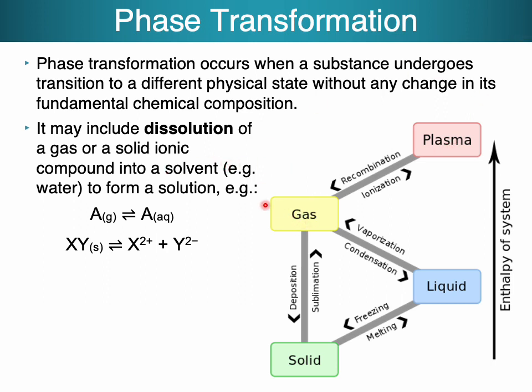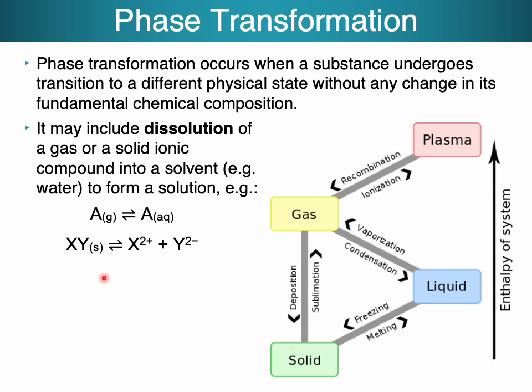In relation to the aqueous phase equilibrium that we just talked about, phase transformation actually also includes the dissolution of a gas or a solid ionic compound into a solvent, such as water, to form a solution. So dissolution itself is also a form of phase transformation. We've already given you some examples. If a gas A dissolves into water to form a solution, this gas to aqueous phase dissolution process is also a form of phase transformation.